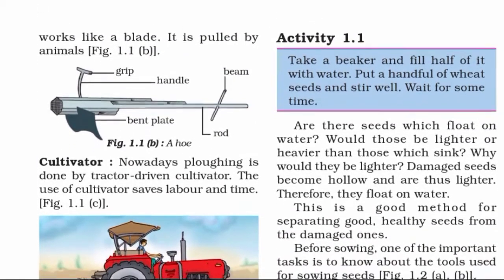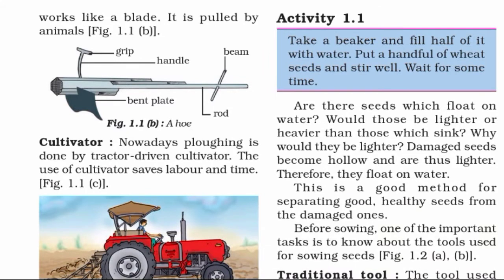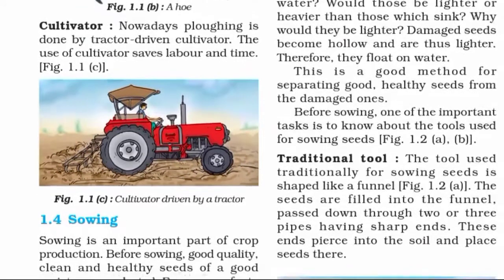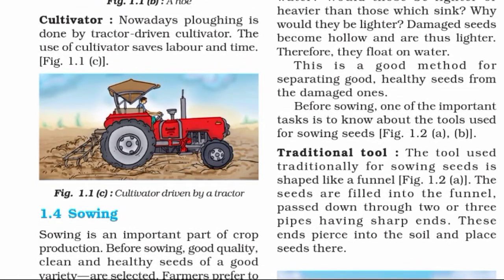Activity 1.1. Take a beaker and fill half of it with water. Put a handful of wheat seeds and stir well. Wait for some time. Are there seeds which float on water? Would those be lighter or heavier than those which sink? Why would they be lighter? Damaged seeds become hollow and are thus lighter. Therefore, they float on water. This is a good method for separating good, healthy seeds from the damaged ones.